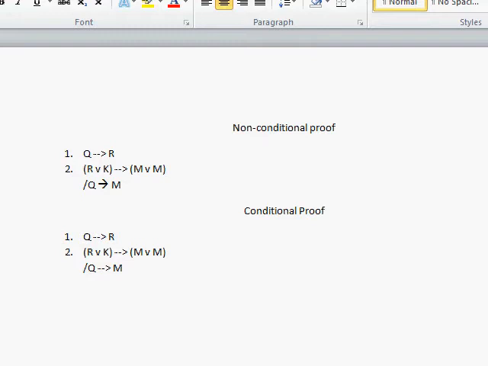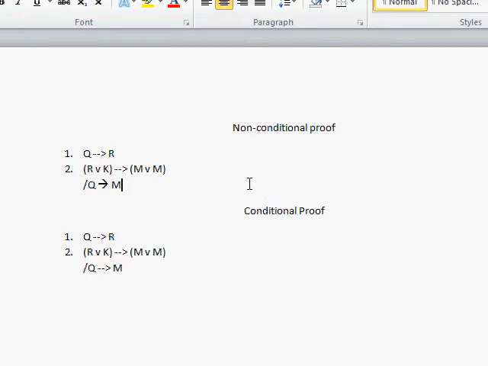Conditional proofs a lot of times will be a lot simpler than just straight natural deduction, and sometimes they'll even use fewer premises. I'm saying conditional proofs, but I mean proofs in general. We're going to be learning indirect proofs in the next two videos. So right now we're just focusing on conditional proofs.